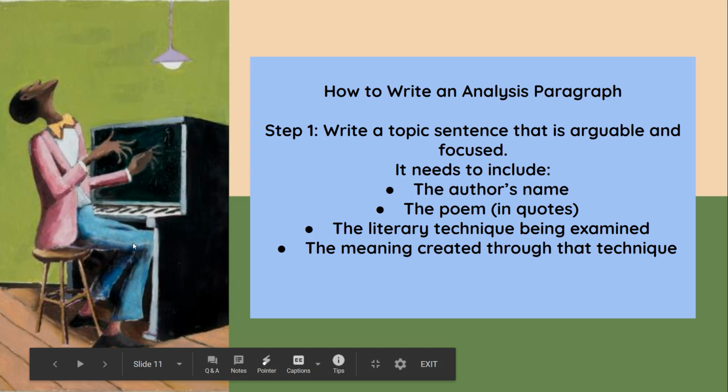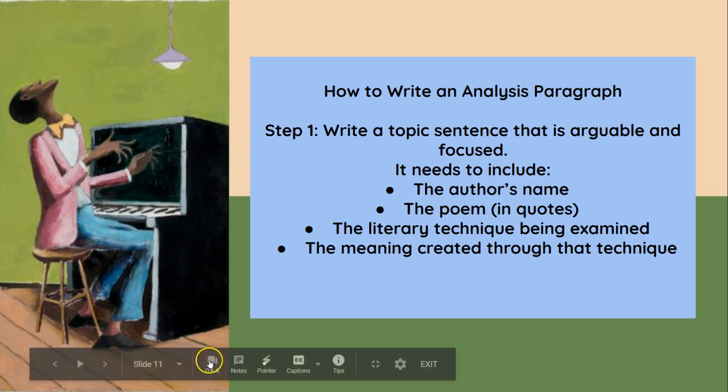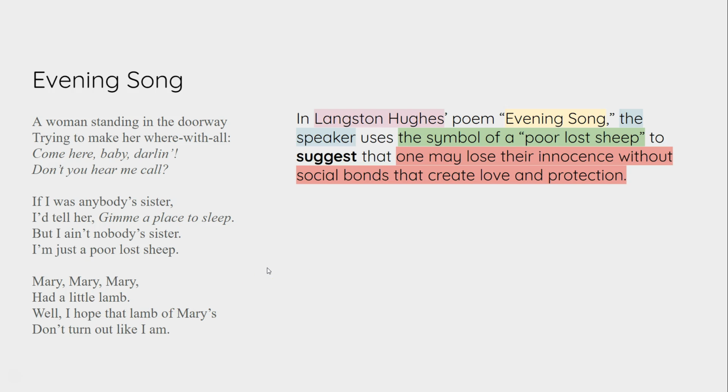So we're going to go ahead and take this and write an analysis paragraph. Remember, as we learned before, when you write a topic sentence, it needs to be arguable and focused, include the author's name, the poem in quotes, the literary technique being examined, and the meaning created through that technique. So we're going to look at symbolism, and here I'm going to write something like, in Langston Hughes, notice the author, in Langston Hughes' poem "Evening Song," the speaker uses the symbol of a poor lost sheep to suggest that one may lose their innocence without social bonds that create love and protection.